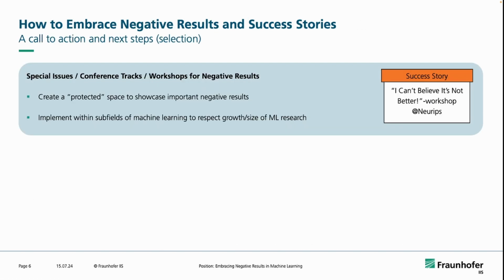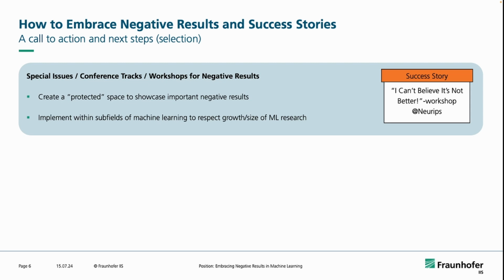So what can we as a community do to better embrace negative results? We think that special issues, special tracks, special workshops for negative results are really important. It creates a protected space to showcase important and relevant negative results, which could really help recalibrate the mindset of empirical machine learning research. There are some success stories in the field, like the I Can't Believe It's Not Better workshop at NeurIPS, and some others that we highlight in our paper.